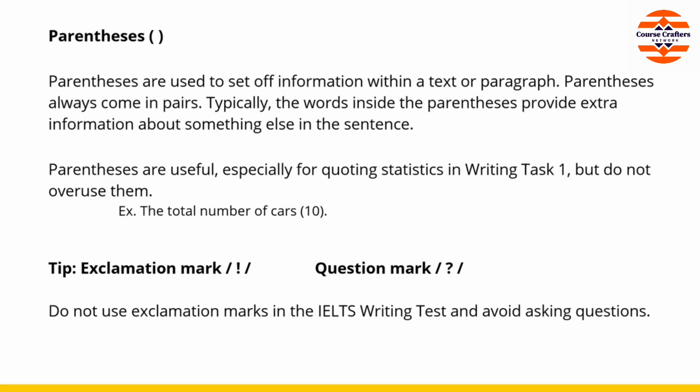So here we have an example of how to use parentheses, and I'm going to read it for you. The total number of cars (10). As you see, we have the number 10 inside of parentheses, and this is the total number. So for example, if you have a sentence that you forgot to include the numbers in, you can actually put the numbers at the end of your sentence, but don't forget to put a period after your parentheses mark.